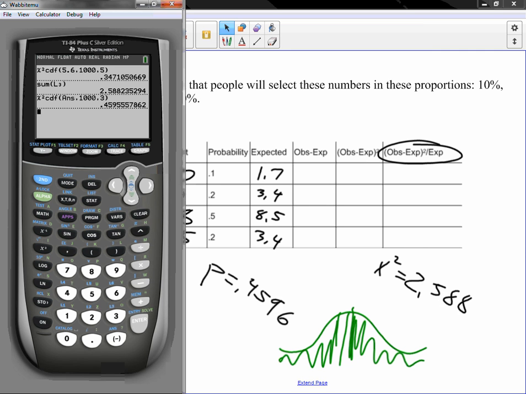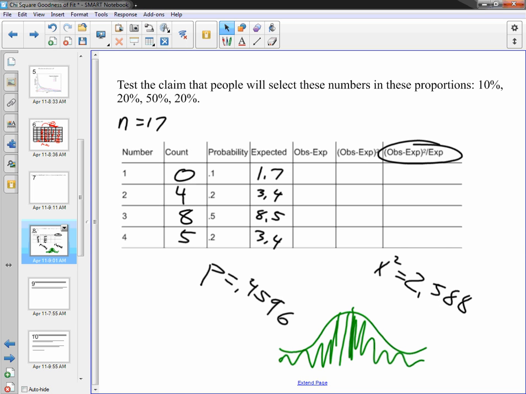So what would our null hypothesis be here? What would the null hypothesis be? Does anybody know? That the claim is true, right? The claim is true, that the distribution of numbers that people would write down would stick with this. It would stay to these proportions. So the null hypothesis would be that this claim is true. So the claim about the distribution of numbers that people would give is true.